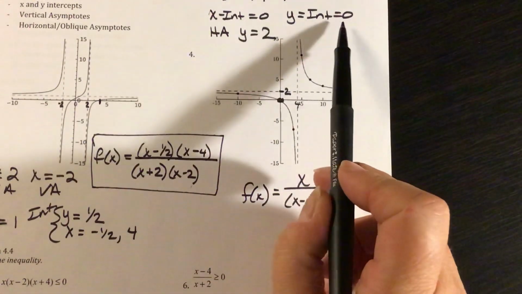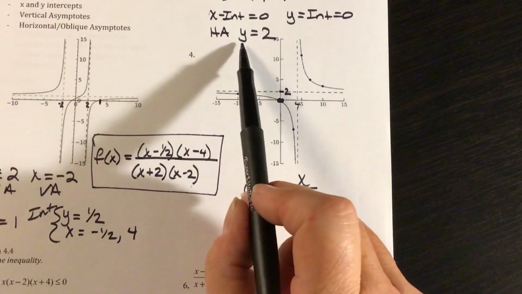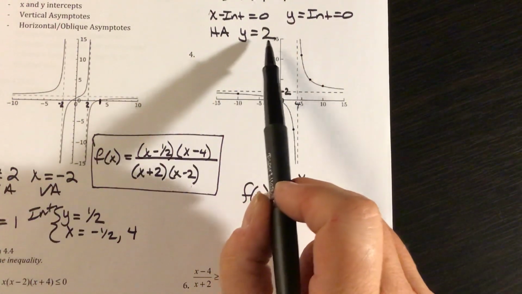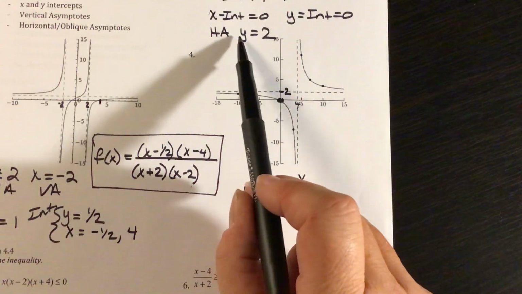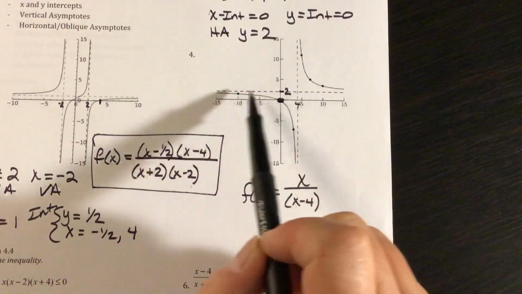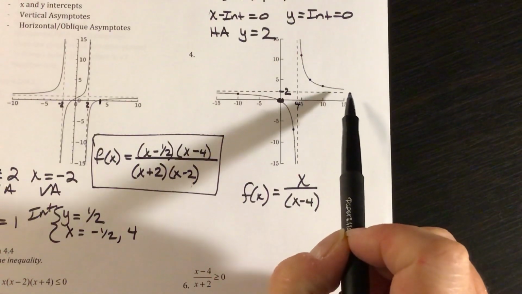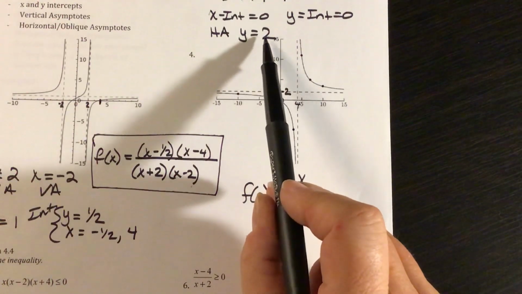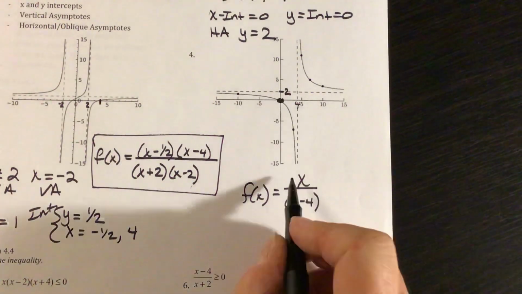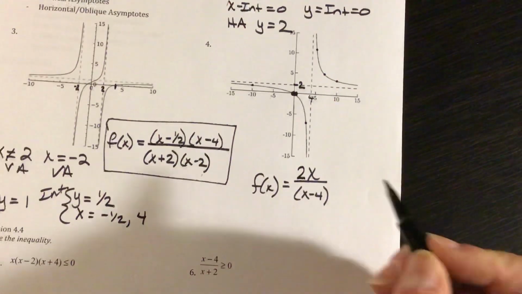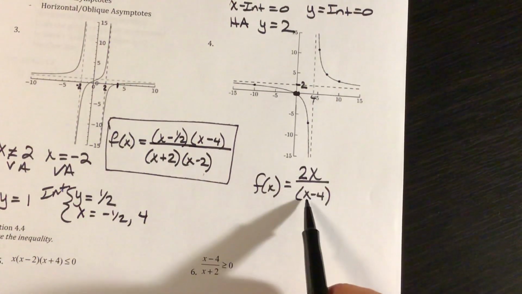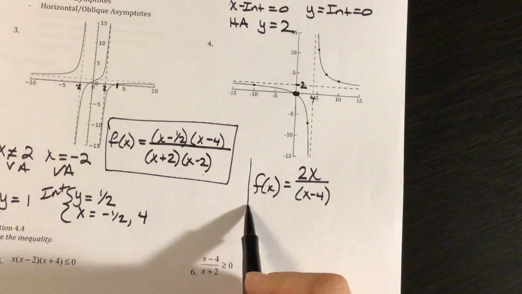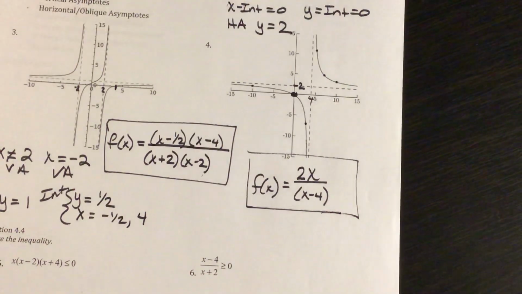And y-intercept is 0. The only thing left here is where did I get this horizontal asymptote? That means if it's a horizontal asymptote at 2, the degrees of the numerator and the denominator are the same, and the coefficients are 2 over 1. So if I put a 2x on the top, they both have degree 1, and the coefficients would be 2 over 1. And that's it.